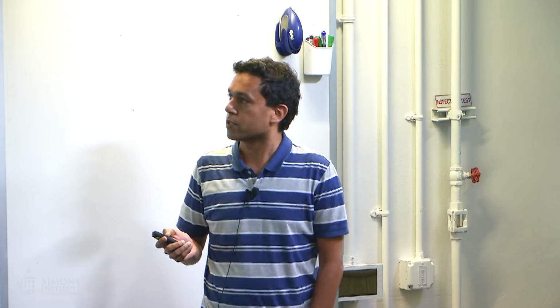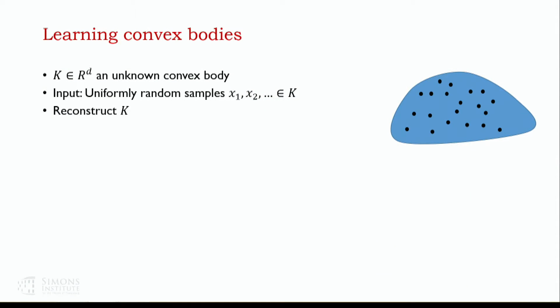Okay, so let me start with a more general problem, the problem of learning convex bodies. Very simply stated, there's an unknown convex body K in a d-dimensional Euclidean space. It's full dimensional, so it's not restricted to any subspace. And what we get as input is uniformly random samples, x1, x2 from K. And the problem is to reconstruct K.